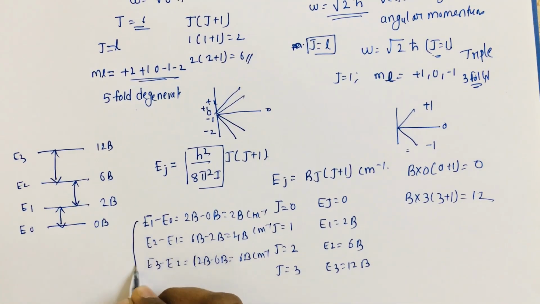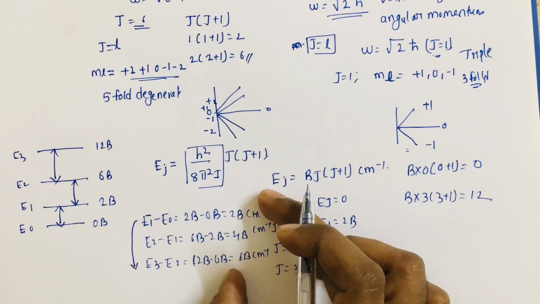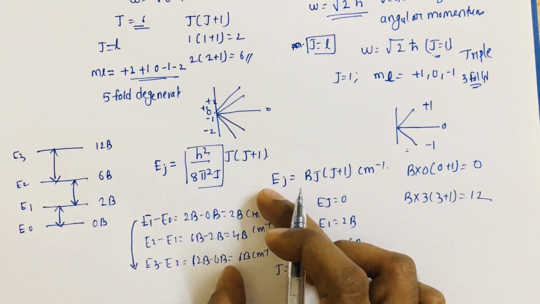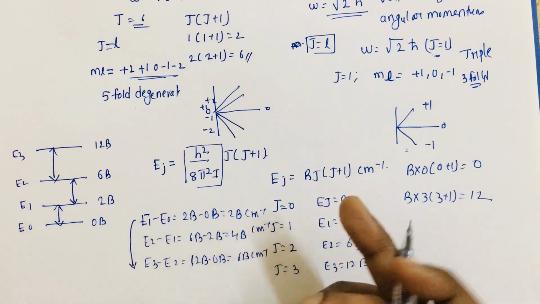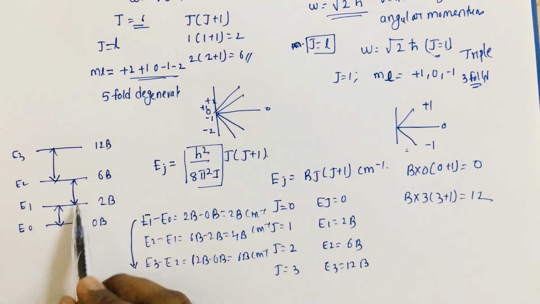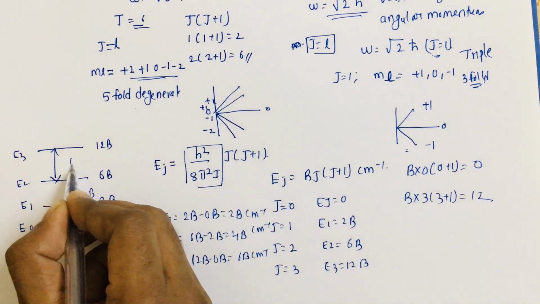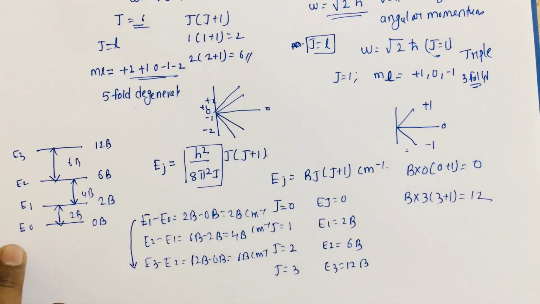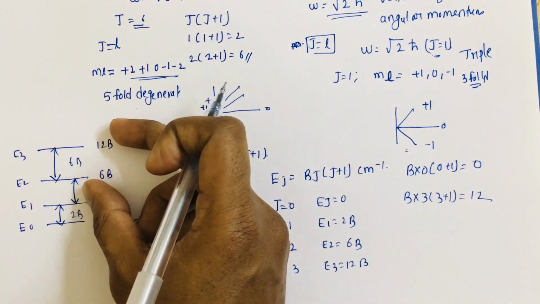As we are going from E0 to E3, the energy difference between these two levels is increasing. This is 2B, this is 4B, and this is 6B. That's why, as we go from down to top, the energy difference between the two energy levels is increasing.